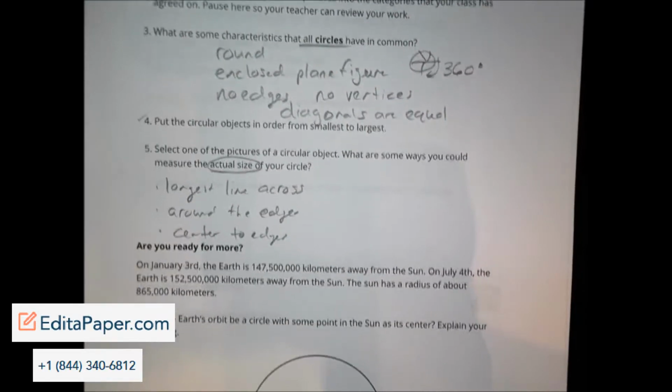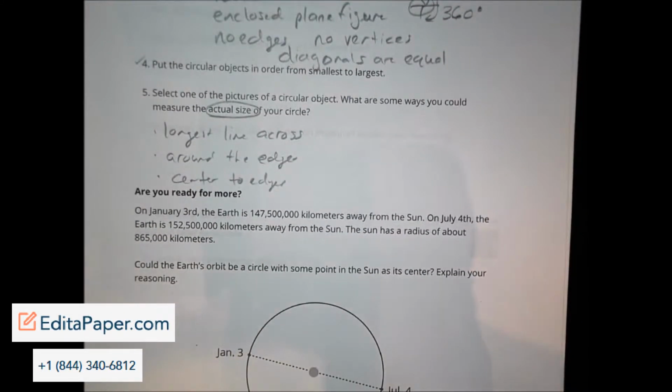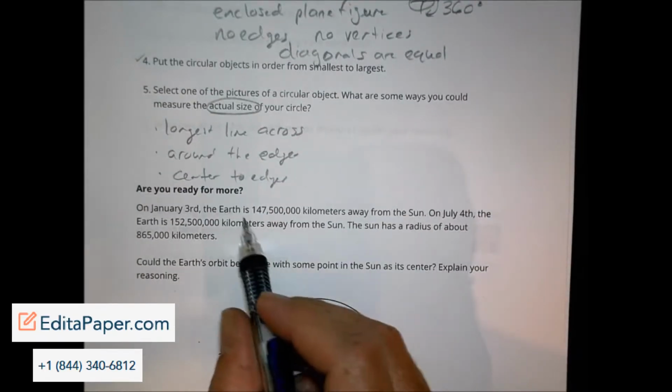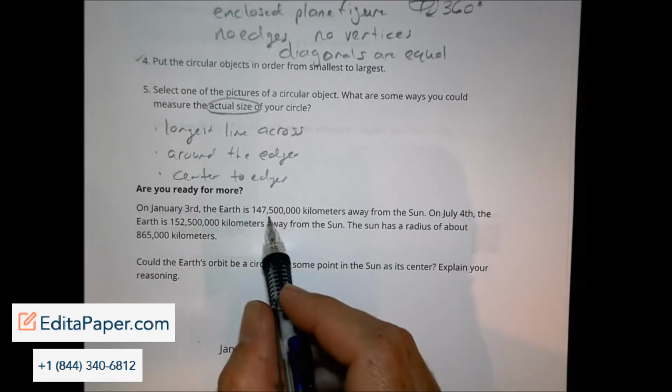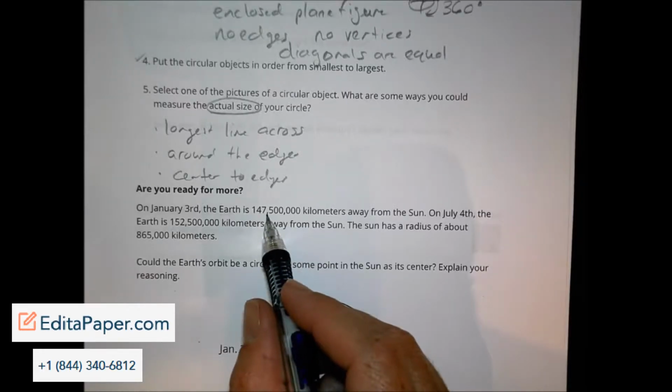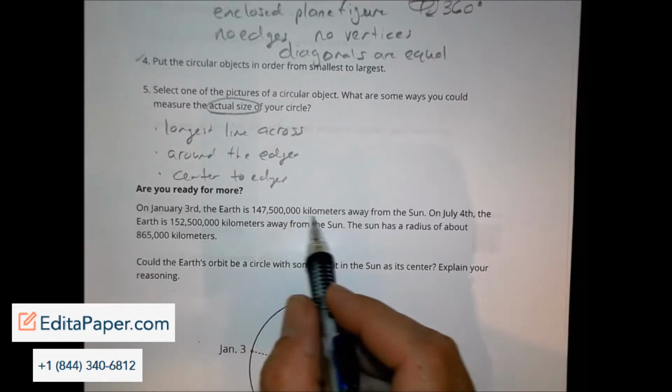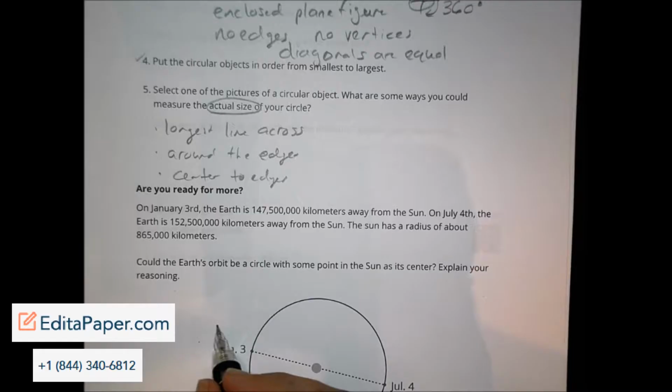All right, on January 3rd, the Earth is, this is a ready for more question, which sometimes we do, sometimes we skip. That's kind of a nice one here because we live on the Earth. The Earth is 147,500,000 kilometers away from the Sun. So over here, we're 147, I'm going to just put 147.5 for now.